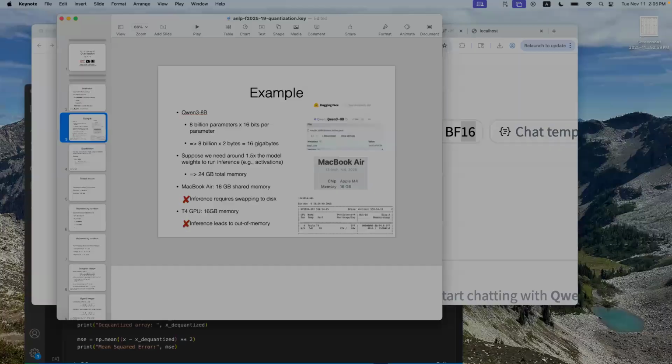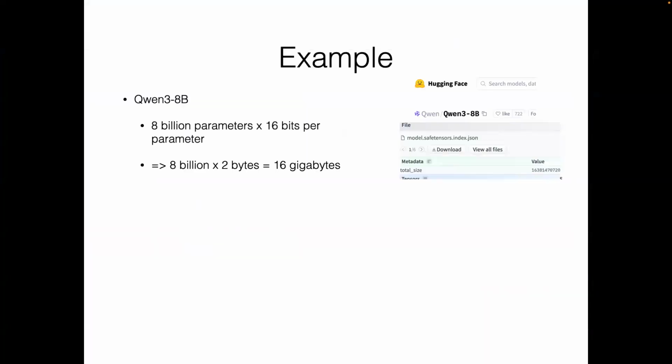That means 16 bits will be 2 bytes, since it's 8 bits per byte. And if you multiply 2 bytes by 8 billion parameters, you get 16 billion bytes, which is the definition of gigabyte. So 16 gigabytes are required to store this model. In fact, here you can see the exact number of bytes and you see 16 at the end. So just to double check the argument there.